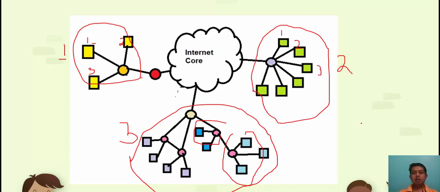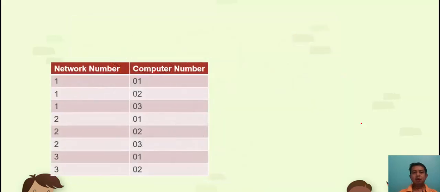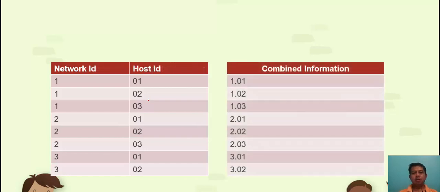Clear? Now let's create a table again in a similar fashion. So we have a table here: network number 1, computer number 1, network number 1, computer number 2, and so on, in a similar manner as we did in the last example. Also, let's change the nomenclature a little bit. Instead of network number, let's use the nomenclature network ID, because later on we'll be using this nomenclature frequently. And instead of computer number, let's use host ID, because in a network it can be any node. It need not be a computer, it can be a printer, it can be something else also. So instead of saying computer number, let's use the word host. And instead of using the word number, let's use the word ID. Just the nomenclature, other things remain the same.